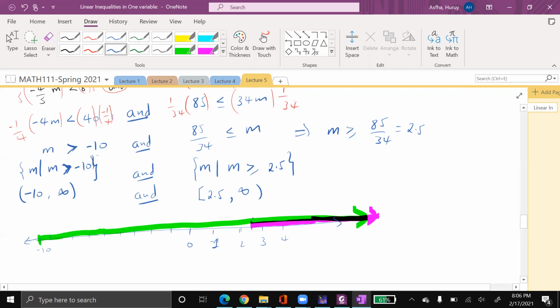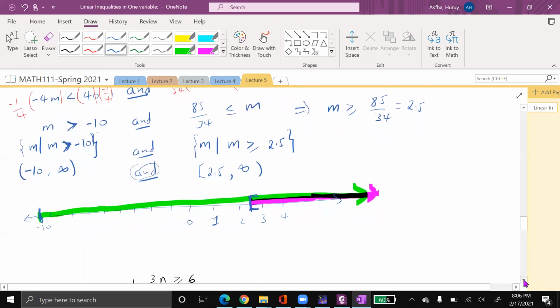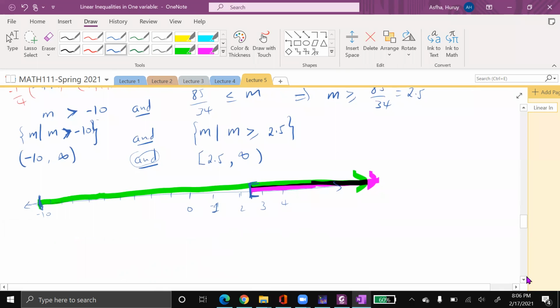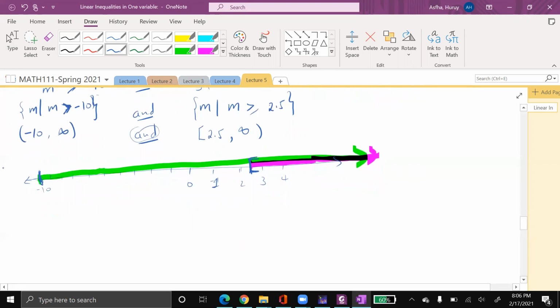And I have to put the parentheses, the brackets. This is a square bracket because 2.5 is included, but this one is a parenthesis. Now, since this is "and," it means intersection, and intersection means overlapping. So what is -10 to +infinity intersection 2.5, square bracket, to +infinity?